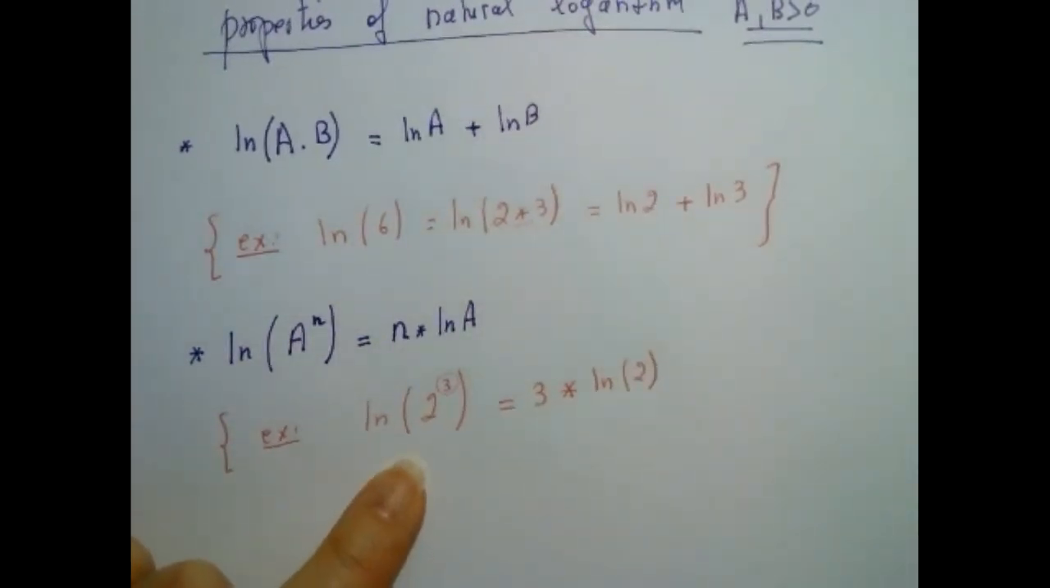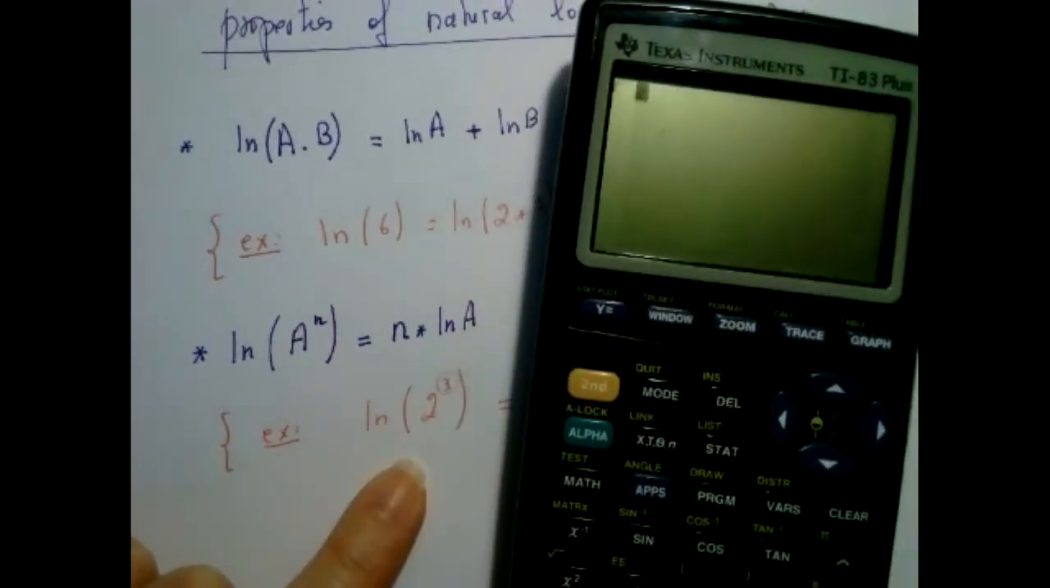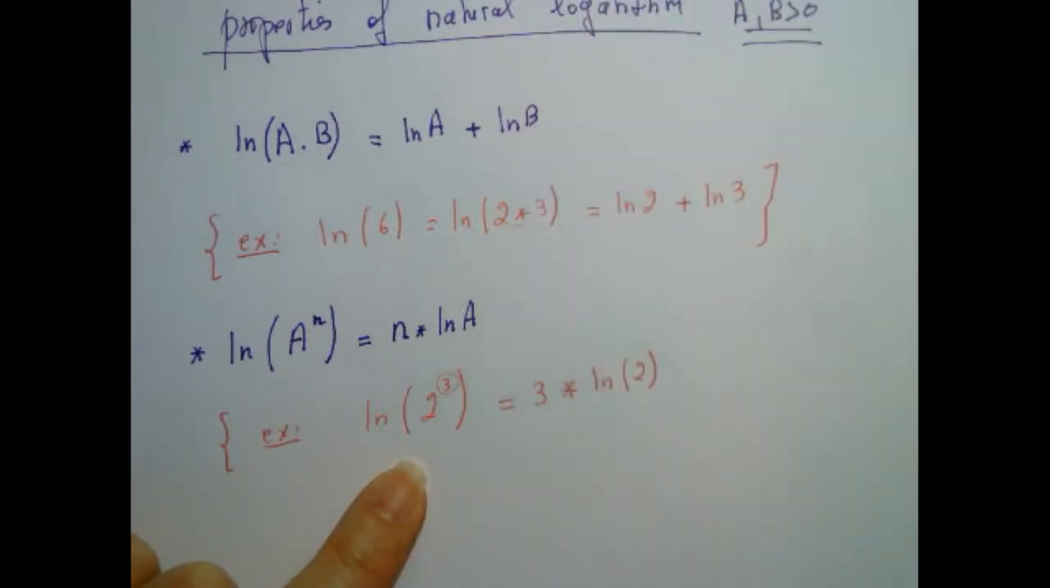Okay, so let's check here. ln of 2 to the power 3 means ln of 2 to the power 3, which is 8. It's the same thing as taking 3 and multiplying it by the ln of 2, which is 2.07. So that's really what it is telling me.